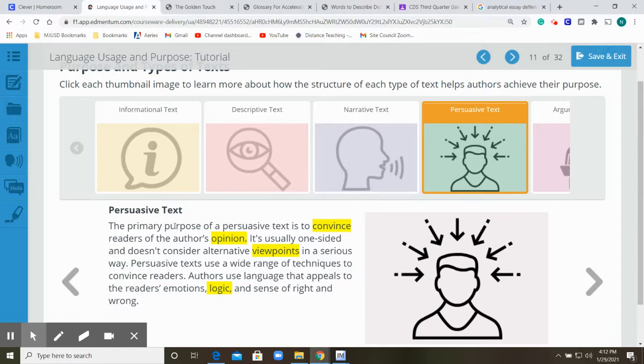Persuasive text. The primary purpose of a persuasive text is to convince readers of the author's opinion. It is usually one-sided and doesn't consider alternative viewpoints in a serious way. Persuasive texts use a wide range of techniques to convince readers. Authors use language that appeals to the reader's emotions, logic, and sense of right and wrong.